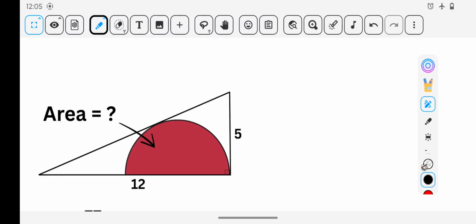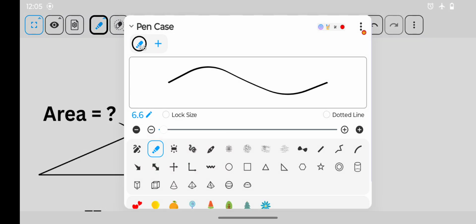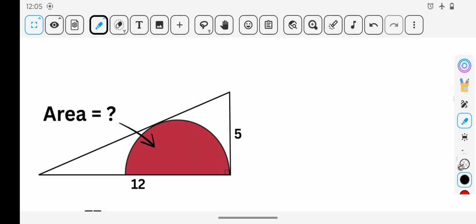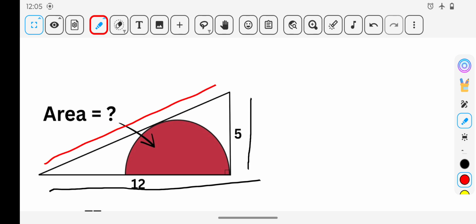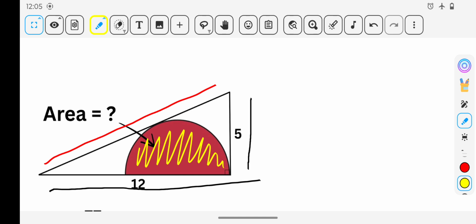Hello there. Look at this beautiful question from USA. Here there's a right angle triangle where this side is 5, this side is 12, and we do not know the length of this hypotenuse, but we need to calculate the area of this red, the shaded region. So we need to calculate the area of that.